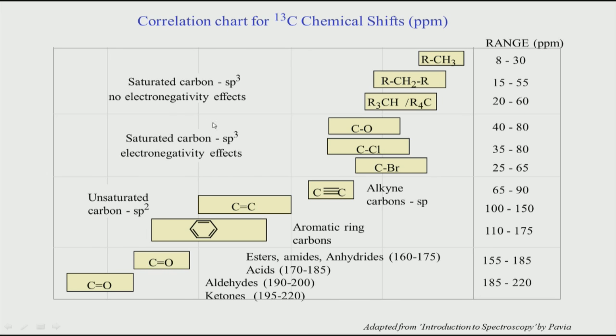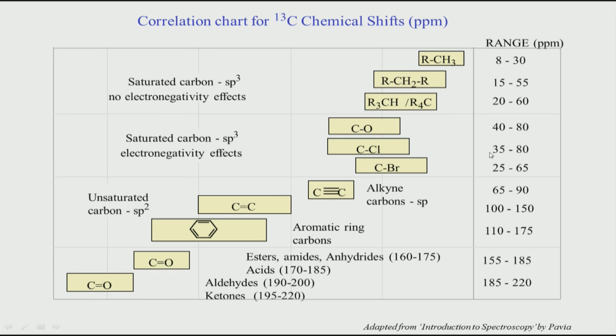So, the first zone was basically the aliphatic carbons, which are sp3 hybridized. Now, if you look at the carbons which are attached to an electronegative atom such as oxygen or halogen, they come somewhere in this zone. So, you can see here for carbon bound to oxygen, for example in alcohols or esters, that particular carbon comes somewhere between 40 to 80 ppm.